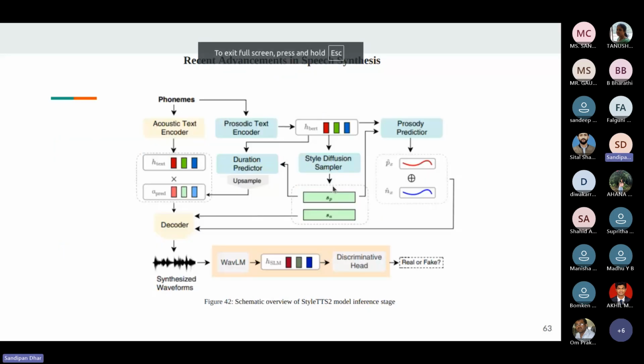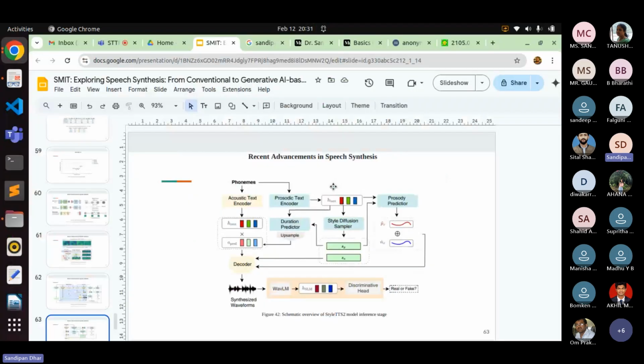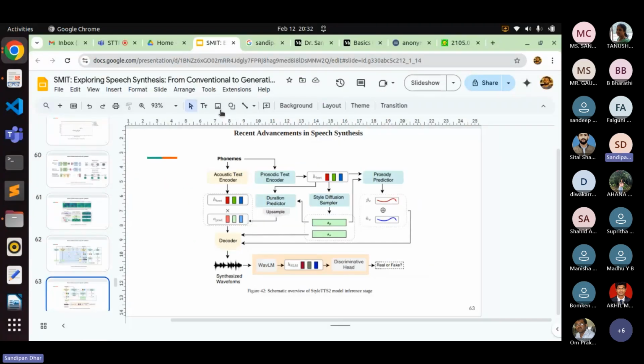Then we also made some contribution to the StyleTTS 2 diffusion model. So I would like to show some samples.